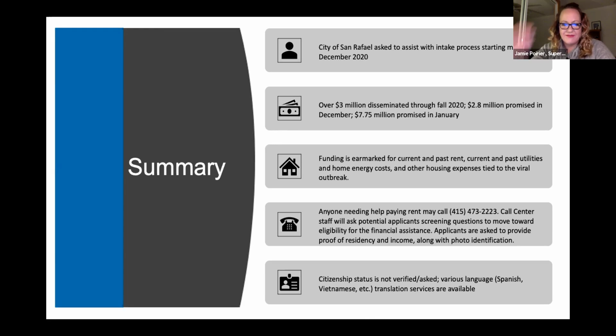Call center staff, like myself, ask applicants a number of screening questions and go over the documentation needed to provide assistance. Also, it's important to note that citizenship status is not a question, and indeed, many applicants are reassured that we do not talk to immigration or ICE. Spanish is the most spoken language, with English and Vietnamese being the next most popular.